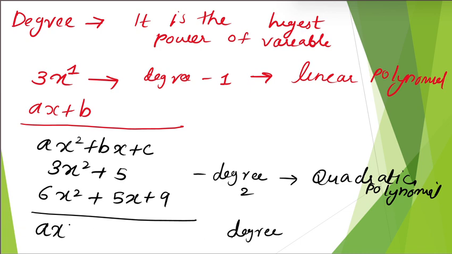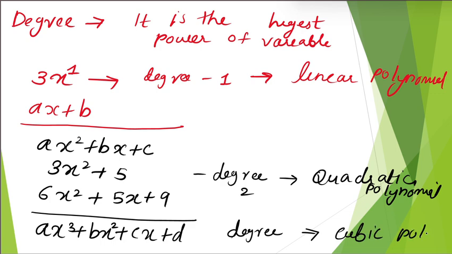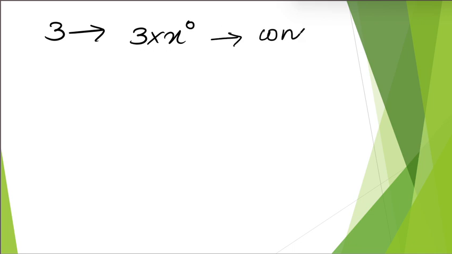Now, if we consider degree 3, its general form will be ax cube plus bx square plus cx plus d. It is called a cubic polynomial. Now, if we don't have a variable, I mean the degree is 0, for example 3, we can write it as 3 into x to the power 0, because any number to the power 0 is 1 only, right? So this is a constant polynomial.